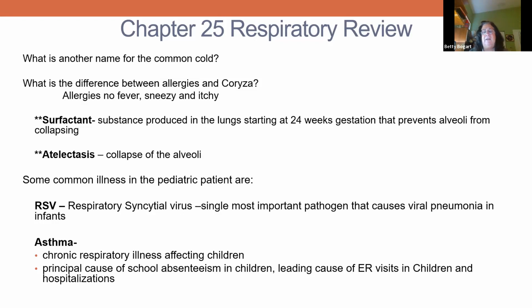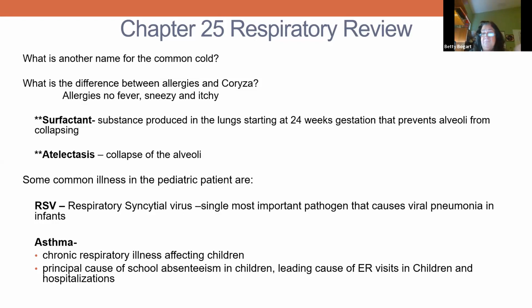Now, some of the common illnesses in children is RSV. It's a respiratory syncytial virus, and it is more dangerous in your younger children. Me and you, that's a common cold. But on an infant, it's a lot of mucus, little fever, and it's hard to suck, swallow, and breathe. And it is the single most important pathogen, and it causes viral pneumonia. Remember, RSV is respiratory syncytial virus. It causes a viral pneumonia.